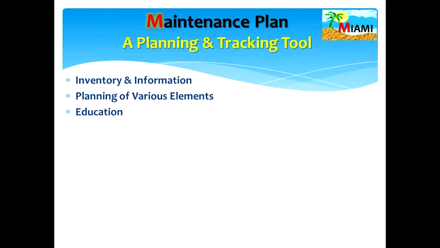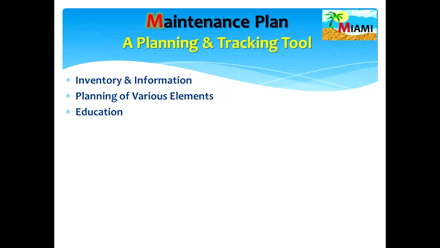The first M of MIAMI stands for Maintenance Plan. The Stormwater Management rules at N.J.A.C. 7:8, subchapter 5.8, and so forth, spell out the components of a maintenance plan. It is basically a planning and tracking tool containing subplans, including inventory of the stormwater BMPs, information about the stormwater BMPs, planning of preventive and corrective maintenance actions, planning of the logistics, planning of the disposal methods, planning of the costs, and education of staff for training on safety procedures and maintenance work.